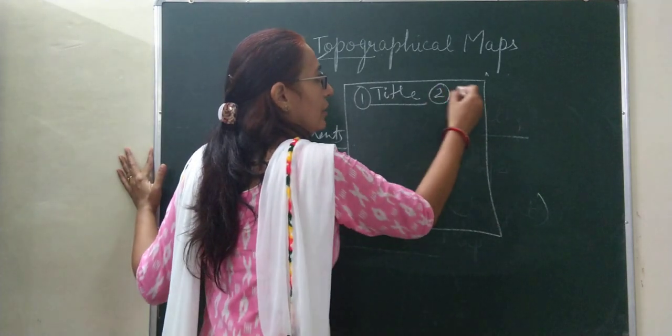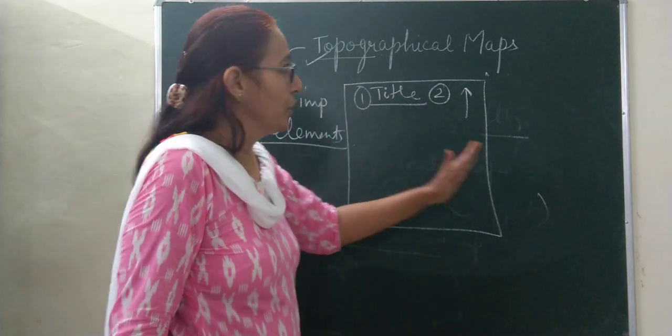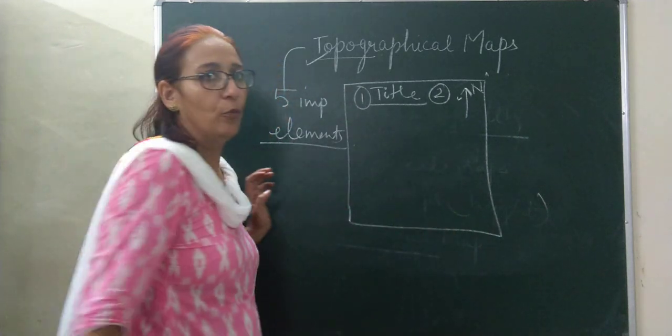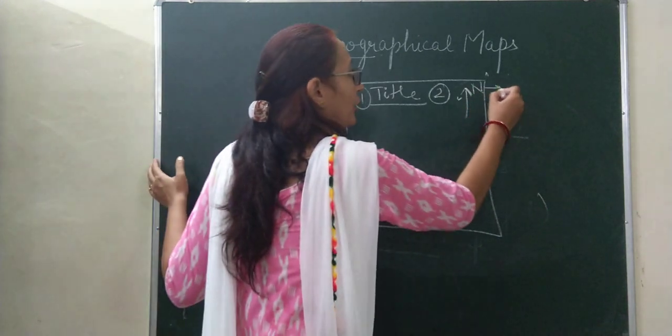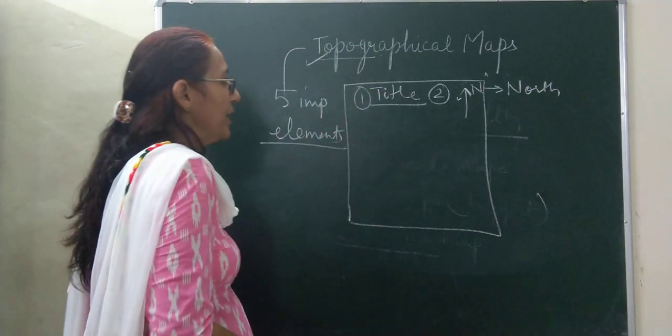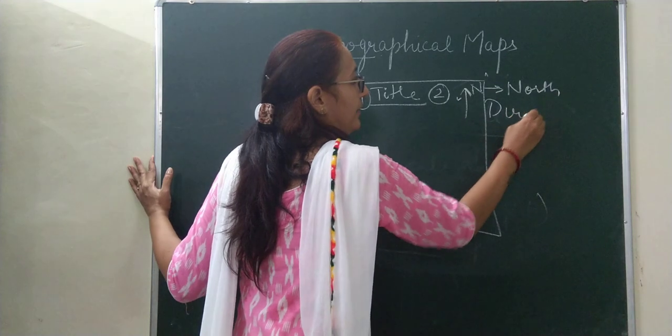Second one, you will find an arrow on this side of the map, and the letter N is indicated with this arrow. N represents north. So what is the second important element after title? This is direction.